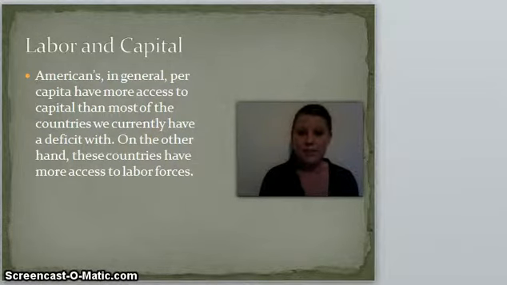In order to make the goods that are imported and exported, you need labor and capital. Americans in general per capita have more access to capital than most of the countries we currently have a deficit with. And then these countries usually have more access to labor forces. These labor forces are also cheaper due to lack of minimum wage in the country or a lower minimum wage, so they are able to make the product cheaper.